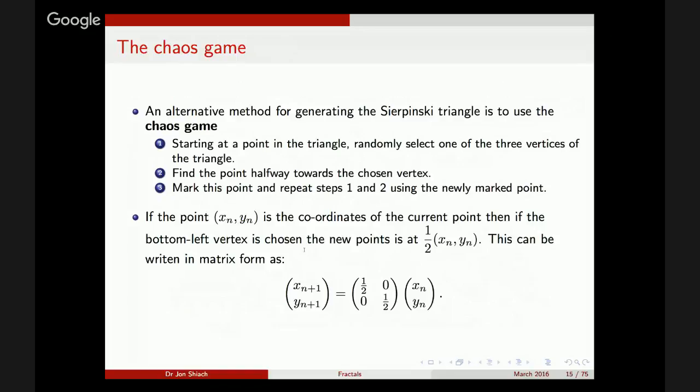Okay. If you do that thousands of times, what happens is the Sierpinski triangle appears. And that's called the chaos game. Okay, so what we have is this transformation matrix, similar to scaling it by half. So if xn, yn are your current points, and we choose the bottom left vertex, we go halfway towards it, we just halve it, and that's our translation.